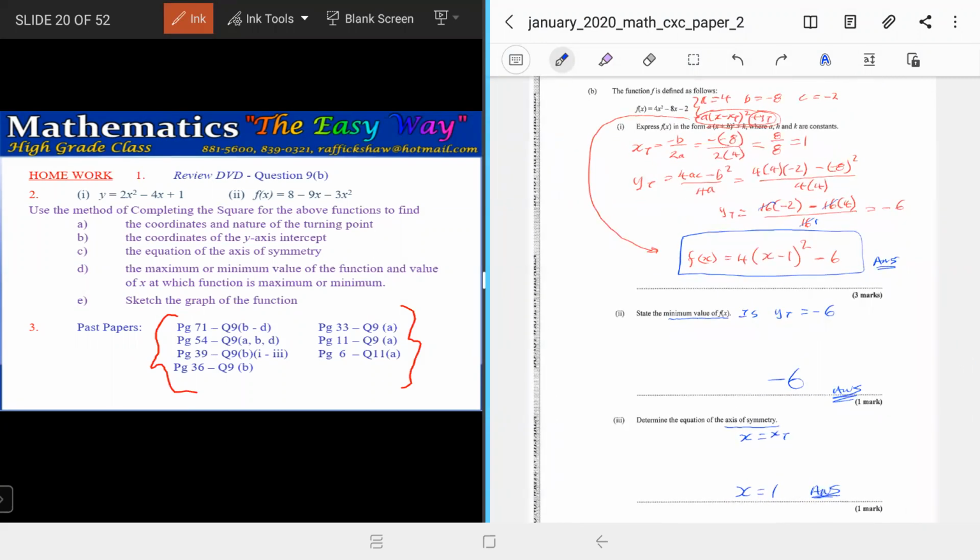So see this one doesn't go the full ship and ask for a sketch or graph, but some of them do. Some of them give you more than just this. So we still have to be able to do all the things. But this is just a typical question. This was 2020. Completing the square question in 2020. And those are the things that they ask. Simple as that.